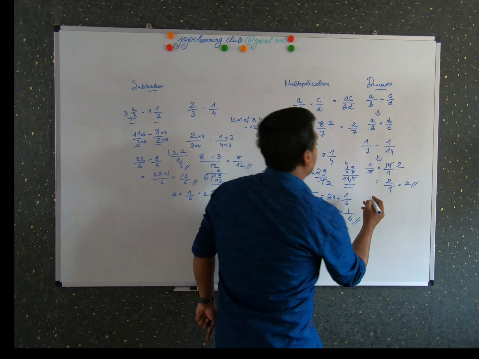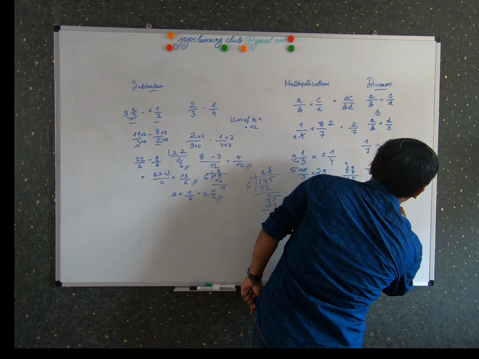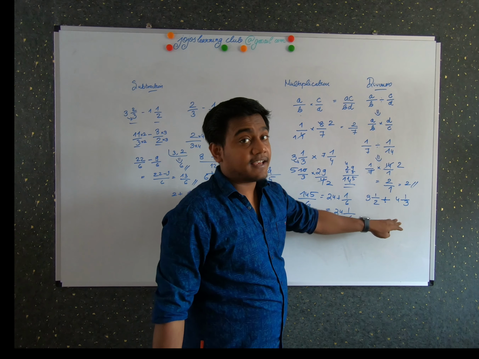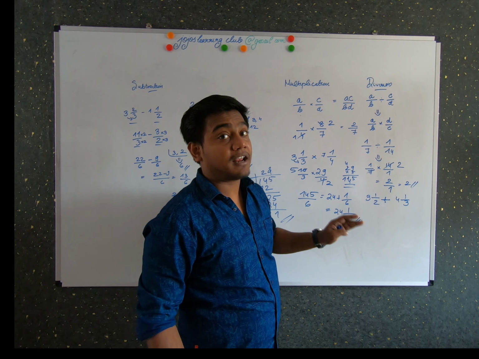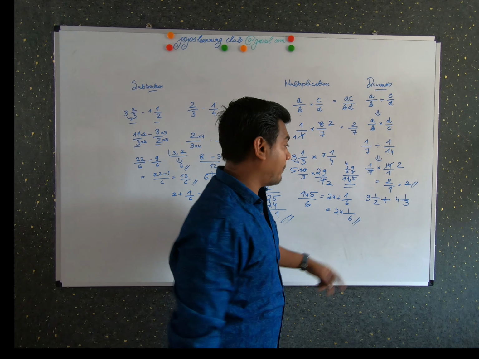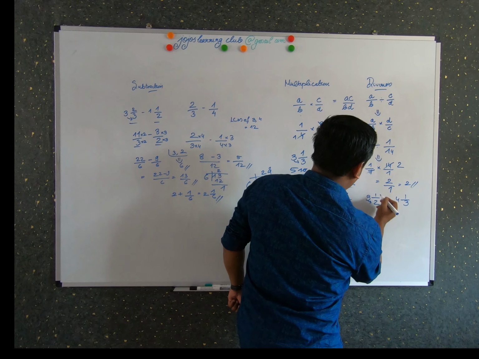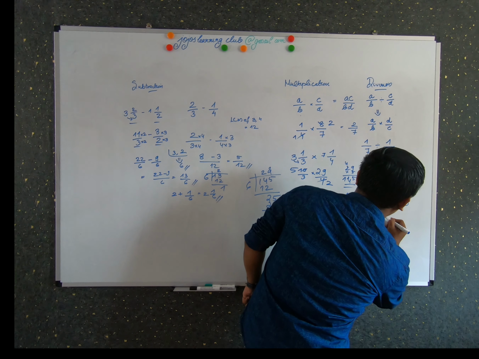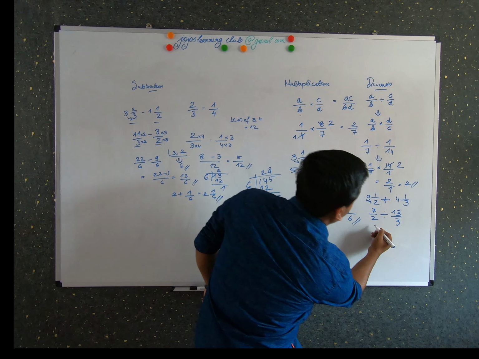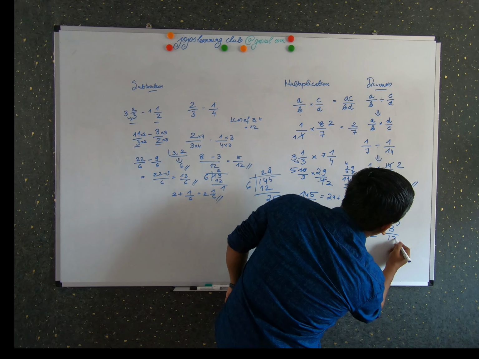Let's do another one with a mixed number. 3 1 by 2 divided by 4 1 by 3. So as I said, as in multiplication, addition and subtraction, when you get a mixed number, you have to convert it in terms of its improper fraction. So 3 times 2 is 6, plus 1, 7 by 2, divided by 4 times 3 is 12, 12 plus 1 is 13, 13 by 3. And now you can write it in its multiplication form by inverting it, 3 by 13.